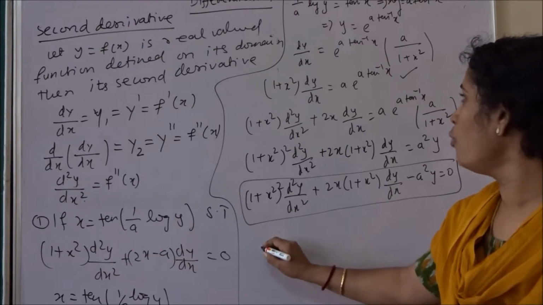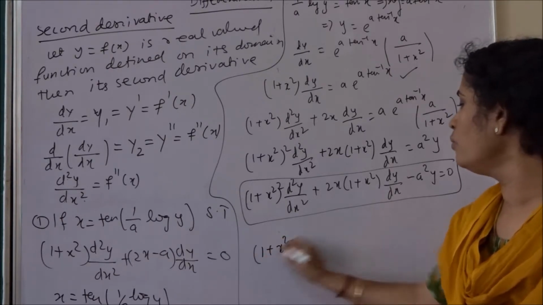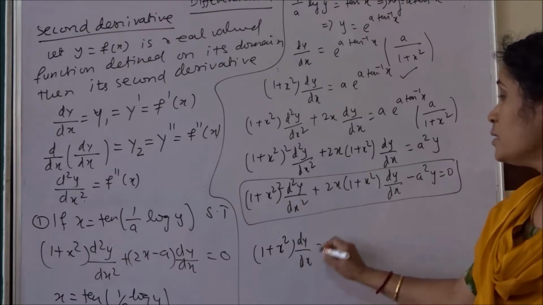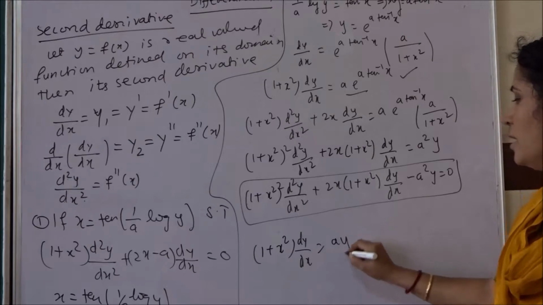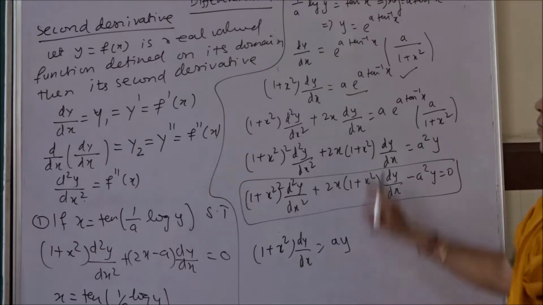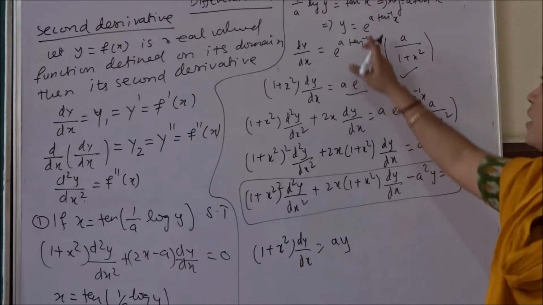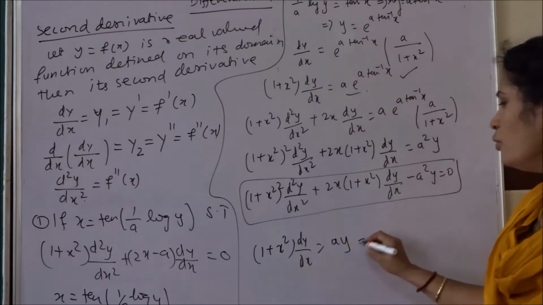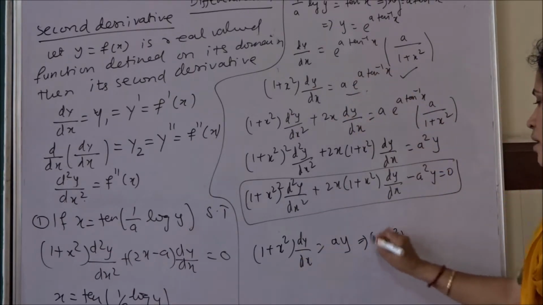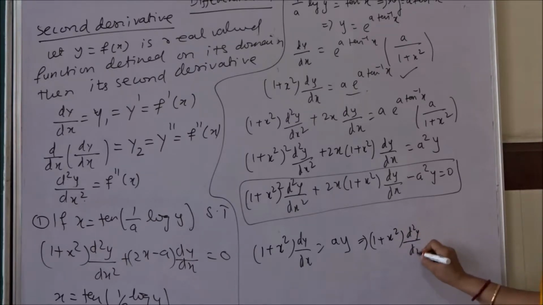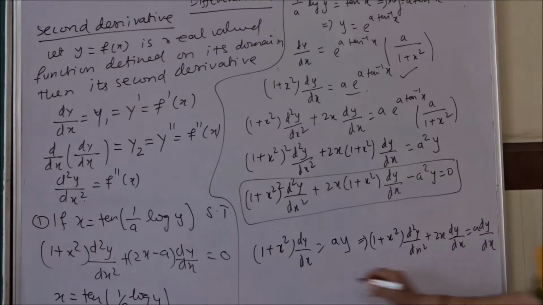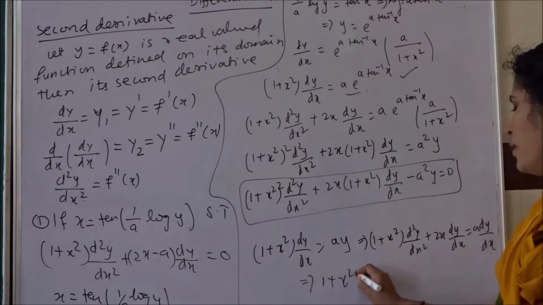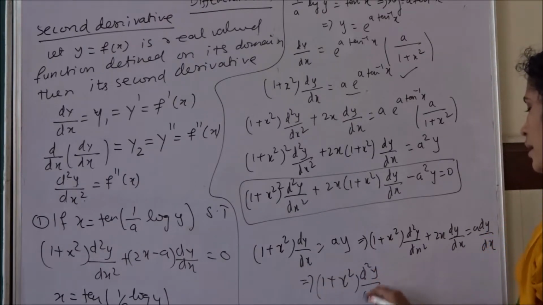See, now we have proved 1 plus x square into dy by dx. As per the given proof we have to move the question. Instead of this, we can write a into y. Am I correct? We can write a into y. This is the given term, so I have replaced it in terms of y. Now start the differentiation with the product rule. 1 plus x square into d square y by dx square, and then plus 2x into dy by dx, that is equal to a into dy by dx. Now as per the proof, this implies what we are getting: 1 plus x square into d square y by dx square.